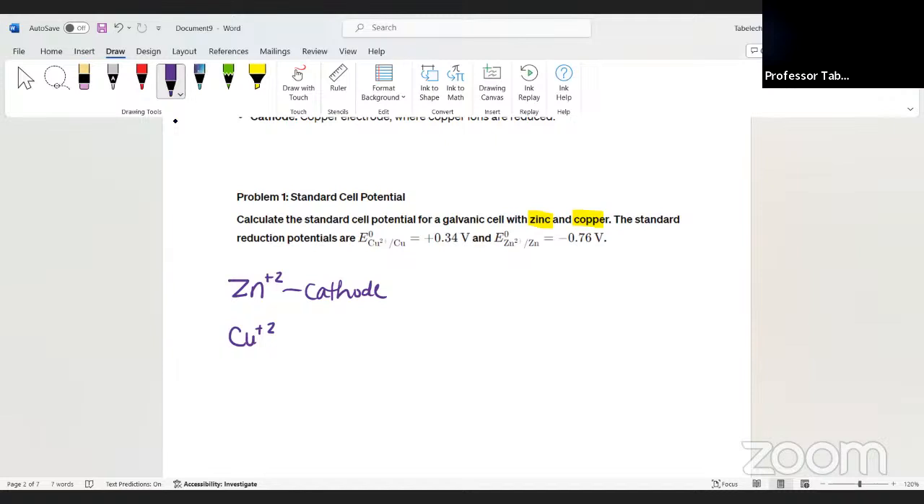Now, here's the other thing too. Because it is the cathode, you would write it out like this. Zinc with the +2 charge plus 2 electrons is going to yield you that zinc. Copper, it is the anode. So copper being the anode, you would write it out as copper yielding copper with the +2 charge plus 2 electrons, okay?